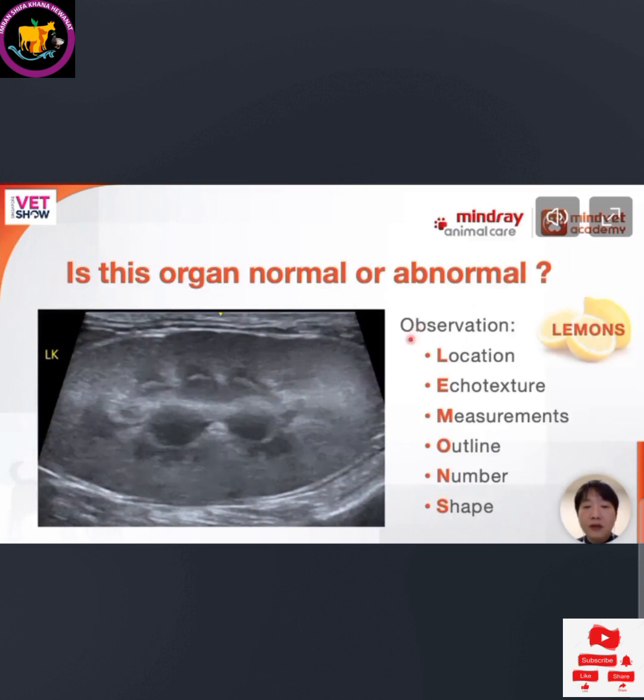Once you have obtained the image, the next question to ask is whether the organ appears normal or abnormal. You can describe the image by using the term LEMONS. L stands for location, which evaluates whether the organ is in its normal location or not. E is for echotexture and echogenicity, which determine whether the organ is homogeneous or heterogeneous and its echogenicity. M is for measurement, which involves comparing the size with a reference. O is for outline, which evaluates the margin and determines whether it is smooth or irregular. N is for number, which determines the normal number of each organ. And S is for shape, which evaluates whether the shape is normal or not.